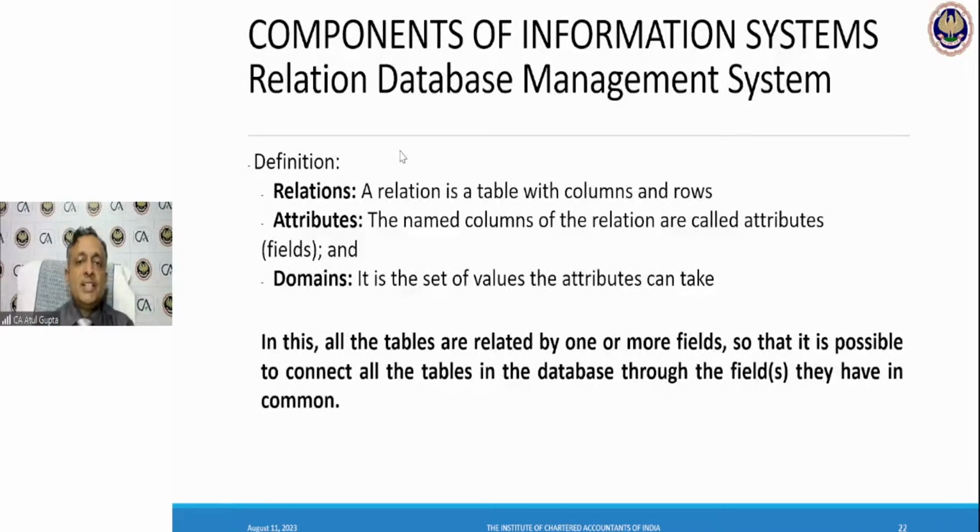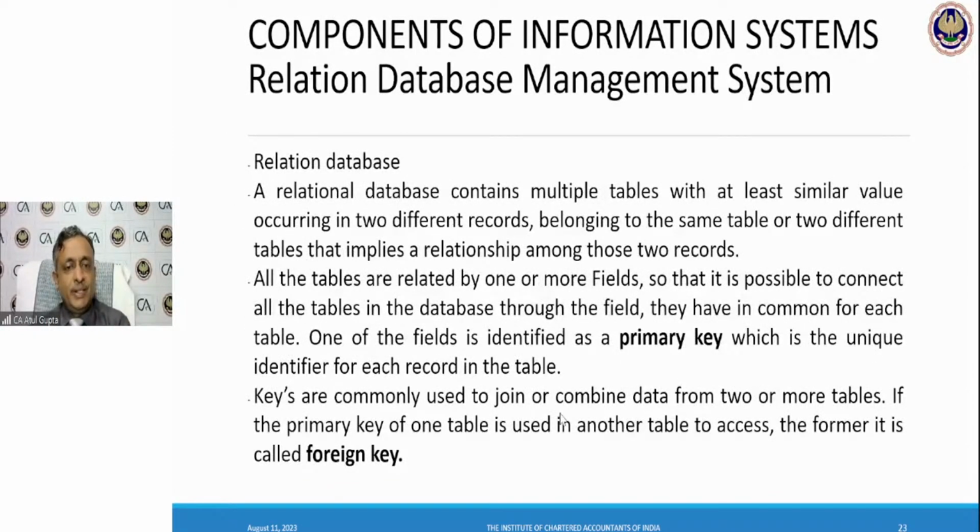Relations: a relation is a table with columns and rows. Attributes: the named columns of relations are called attributes. Domain: it is the set of values attributes can take. In this, all tables are related by one or more fields so that it is possible to connect all tables in the database through the fields they have in common. I'll share some practical examples. Let us complete this.